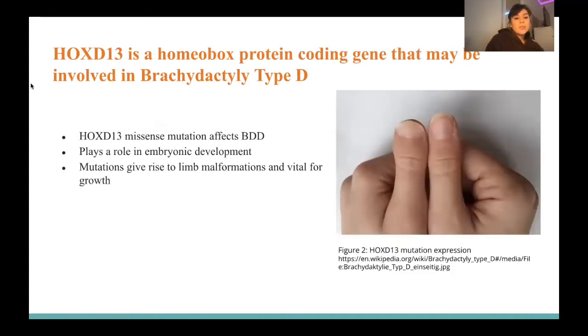So what mutation is responsible for this? HOX13 is a homeobox protein coding gene that may be involved in Brachydactyly Type D. HOX13 is a missense mutation in this condition. It plays a role in embryonic development. HOX13 is responsible for making a transcription factor involved in important functions in limb patterning and growth, which is why mutations in this gene give rise to limb malformations. To the right, we have a reference picture of what the condition looks like. This is one of those rare cases where the individual is unilateral. Their left thumb is the affected one here.